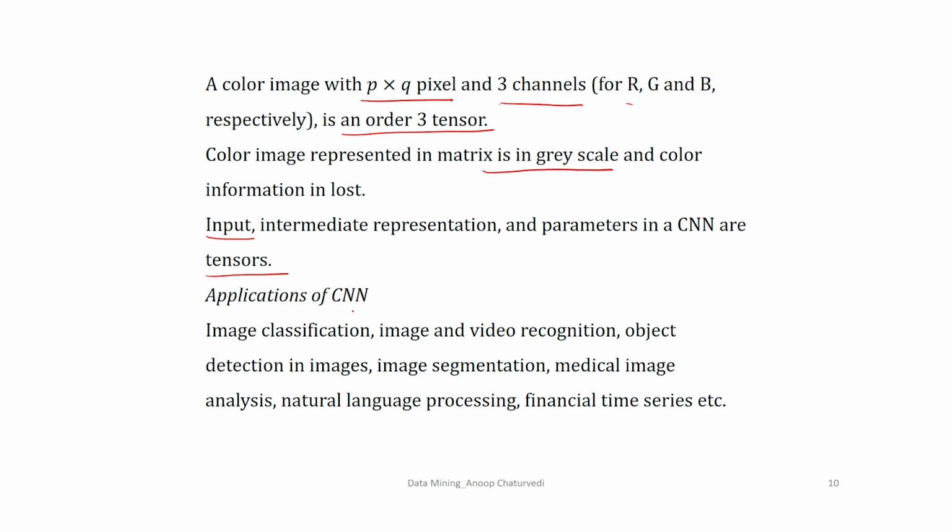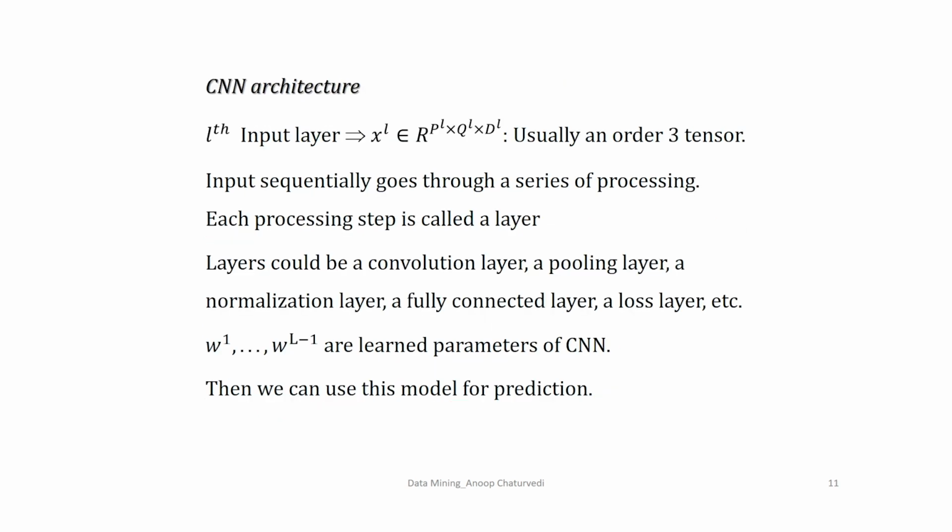Then here are different applications of CNN. You can use CNN for image classification, for image and video recognition, object detection in images. For image segmentation also you can use CNN. For medical image analysis, for natural language processing also CNN is used, or even for analyzing the financial time series one can use the convolution neural network. Now, we consider the architecture of convolution neural network.